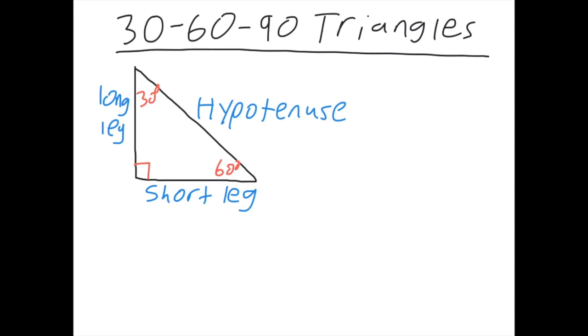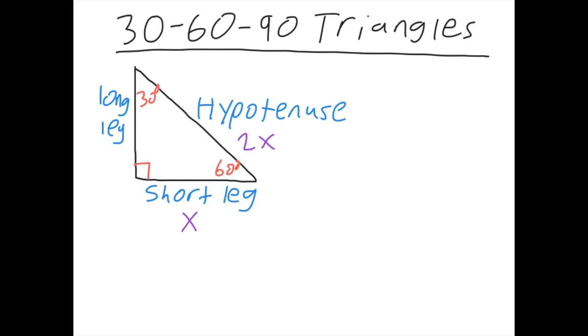So in a 30, 60, 90 triangle, the measurements of the short leg, long leg, and hypotenuse are all related to each other. So let's say that the short leg is x, and so there's 2 things to deal with that. If we know what the short leg is, we can find out what the hypotenuse and the long leg are. So the hypotenuse is going to be double the short leg, 2 times x.